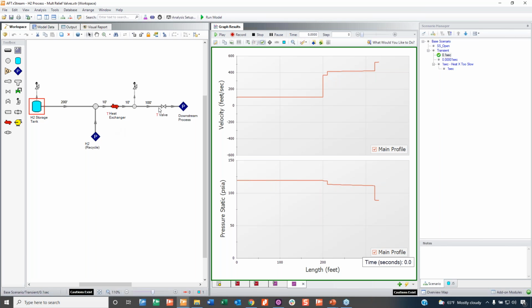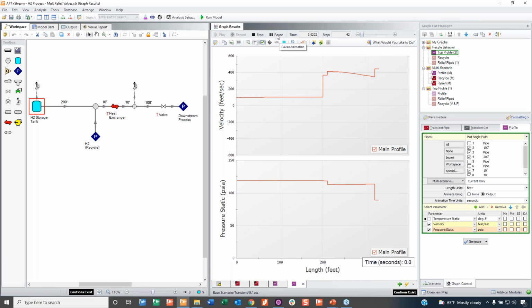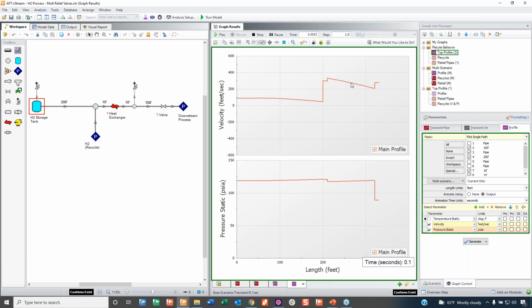But we said this was transient, so this isn't just staying this way all the time. This is the initial steady state snapshot at the very beginning. We can actually play this animation so we can see what's happening. So what do we see? We see velocity dropping as the valve is closing. That makes sense. Pressure's kind of rising.